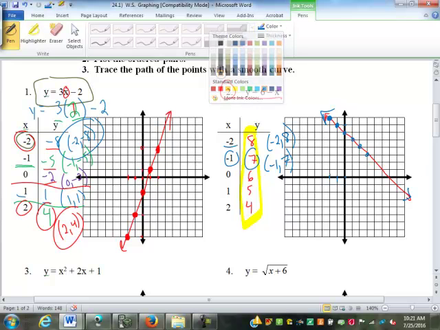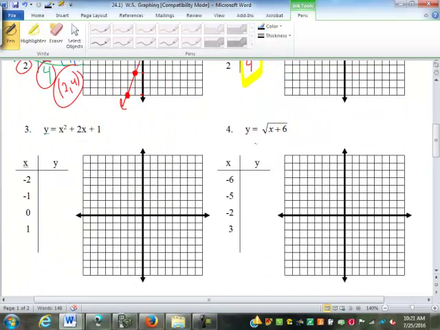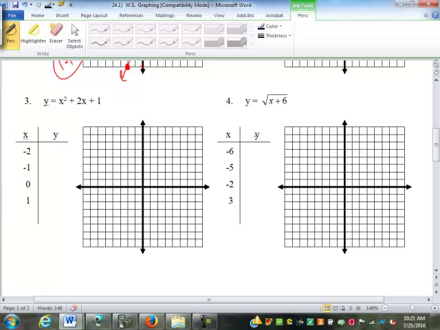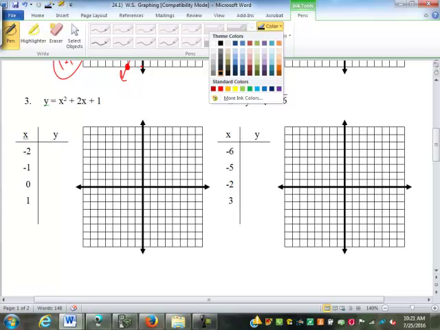Now together I want to do number 4. Number 4 down here, you'll notice I strategically chose some points for you to use.